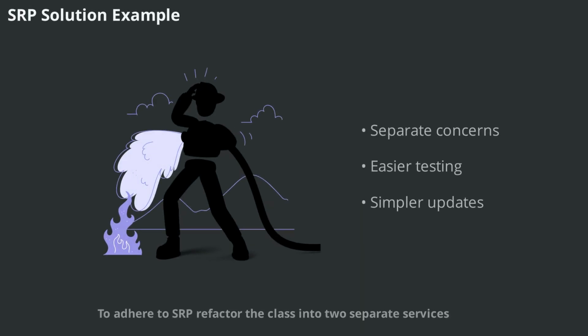To adhere to SRP, refactor the class into 2 separate services, one for user management and another for notifications. In Spring Boot, this means creating a user service for user operations and a notification service for sending emails. Each service now has a single responsibility, making the application more modular and easier to understand. This separation also simplifies testing and future enhancements.